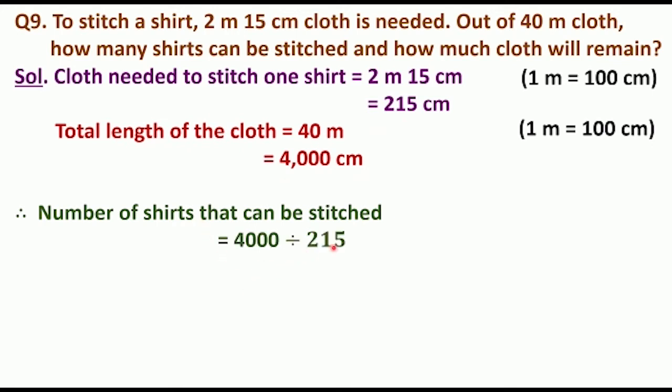Now let's see how to divide it. This 4000 will be the dividend and 215 will be the divisor. Okay, so 215 ones are 215. Now we will subtract this 215 from 400. So this 5 cannot be subtracted from 0.